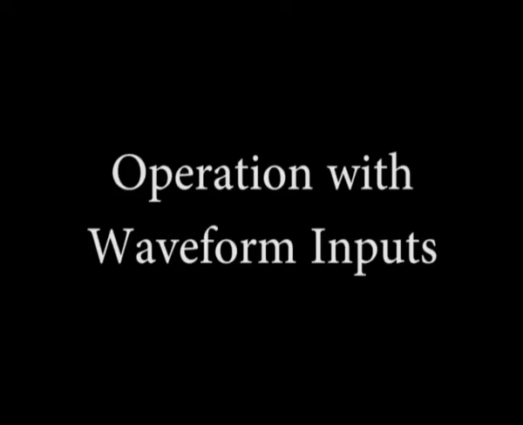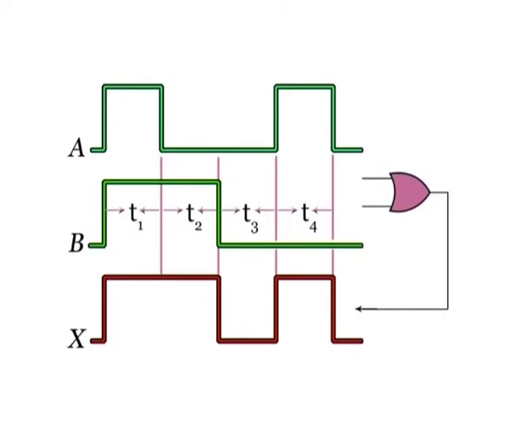Operation with waveform inputs. Now, let us look at the operation of an OR gate with pulse waveform inputs, keeping in mind its logical operation. Again, the important thing in the analysis of gate operation with pulse waveforms is the time relationship of all the waveforms involved. For example, as shown in figure, input A and B are both high during the time interval T1, making output X high.